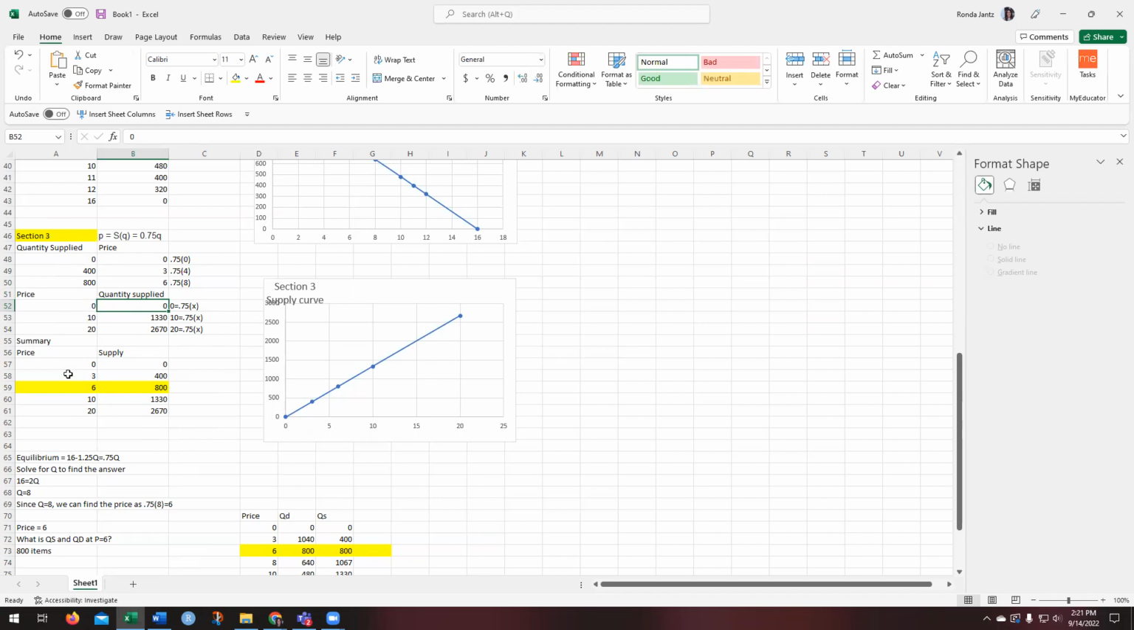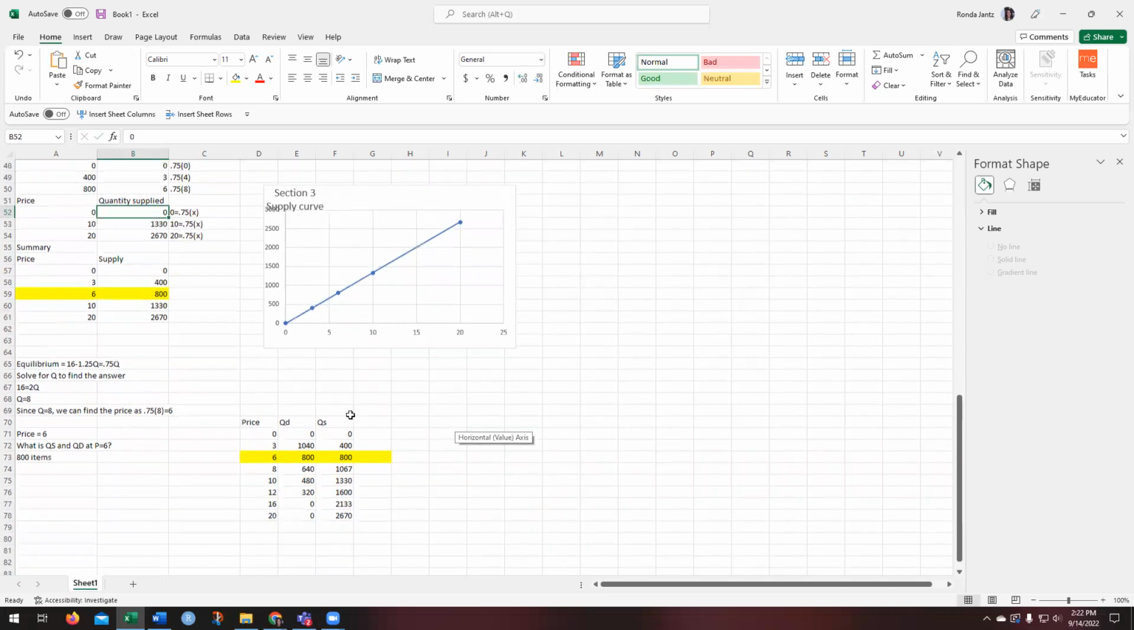And then I clean them up where I just start at 0, and then the next one is 3, and then 6, and then 10 and 20. You can see that as the price goes up, the quantity supplied goes up. So once again, we'll have that upward sloping supply curve that we want to see.